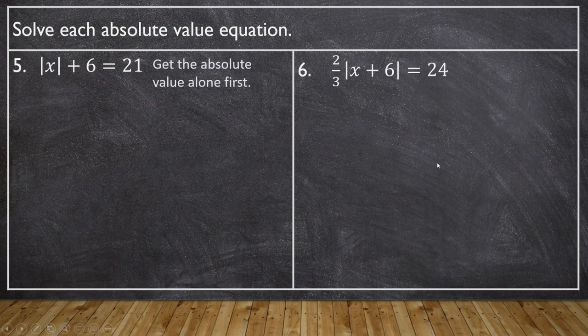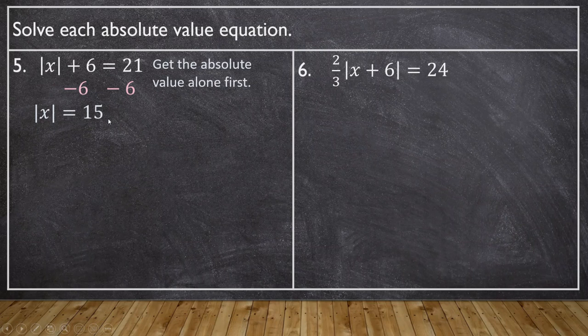So for number 5, I have the absolute value of x plus 6 is equal to 21. And right here we have, get the absolute value alone first. What that means is everything that's outside the absolute value, we want to move so we can just deal with the absolute value. We do that, of course, by subtracting 6 from both sides. The inverse operation of adding 6 is subtracting 6. 21 minus 6 is 15. And now all of a sudden I have something I can deal with. I have the absolute value of x, it's alone, equals 15.